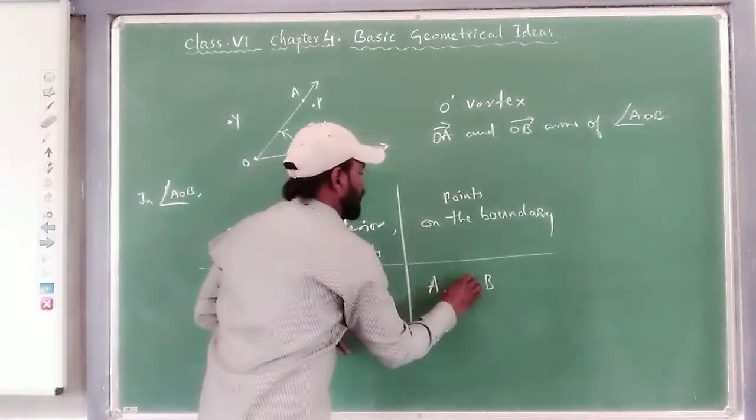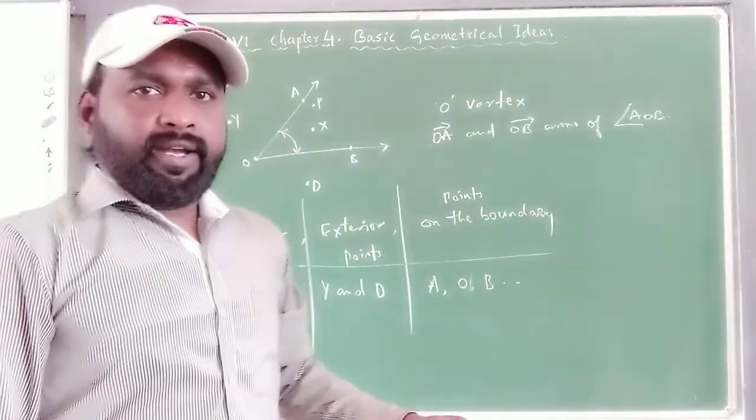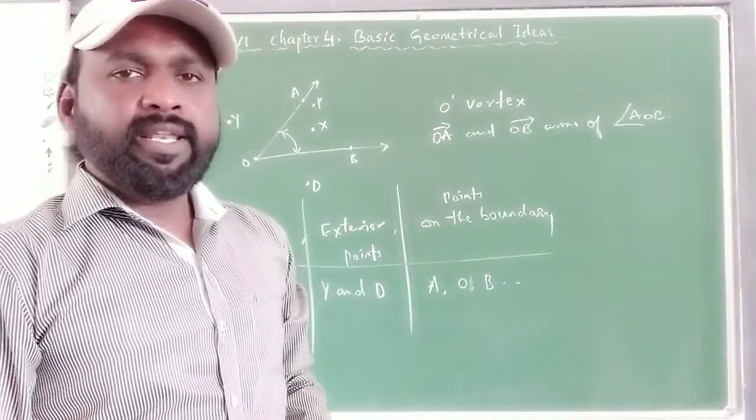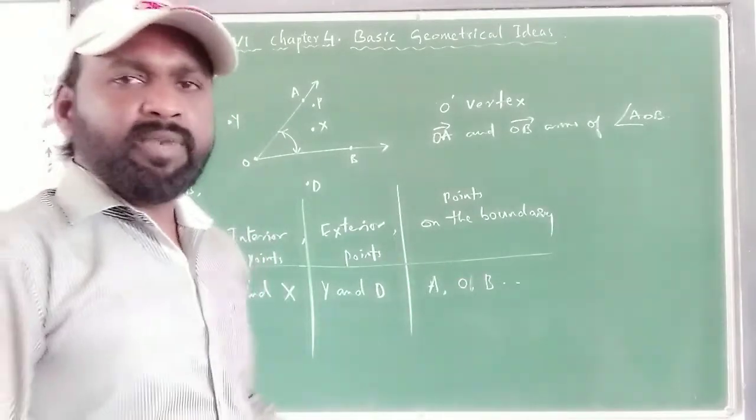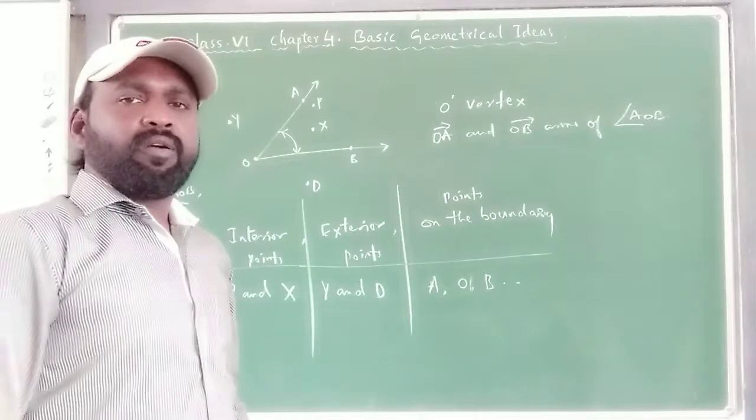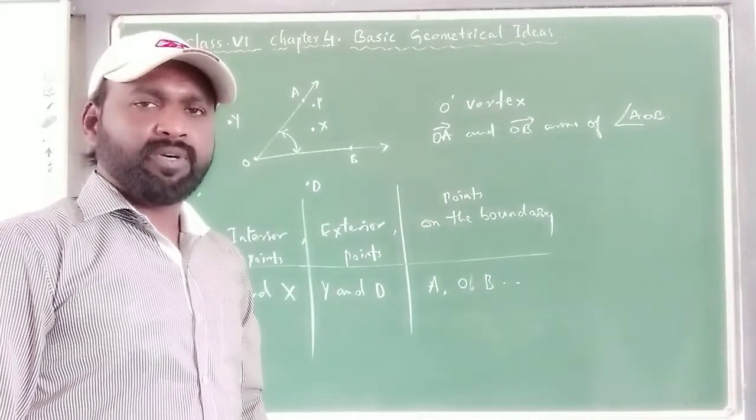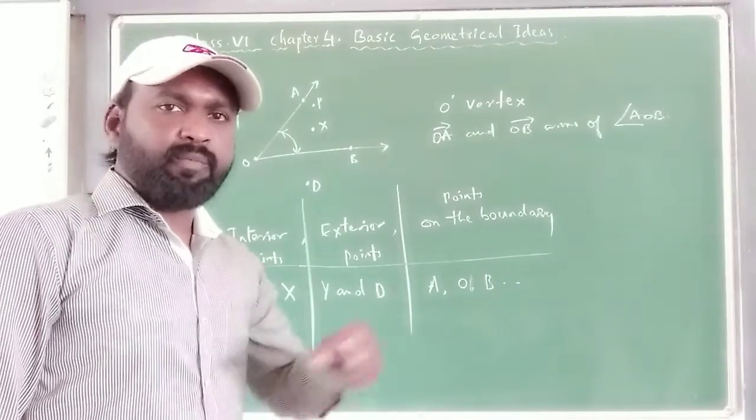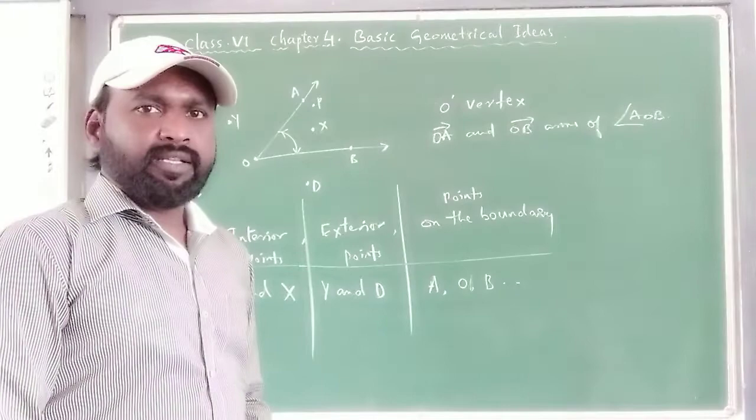AOB also. Like that, we can identify the points which belong to the interior, which belong to the exterior, and which belong to points on the boundary. In a similar way, we have already learned that a closed figure also divides the plane region into three parts: interior, exterior, and points on the boundary. Same like that only.